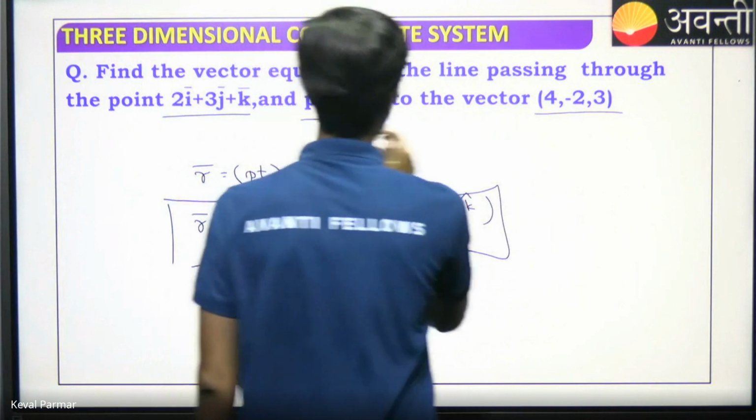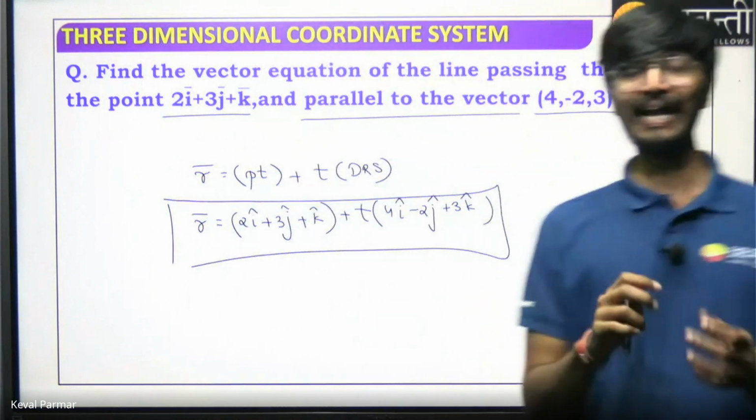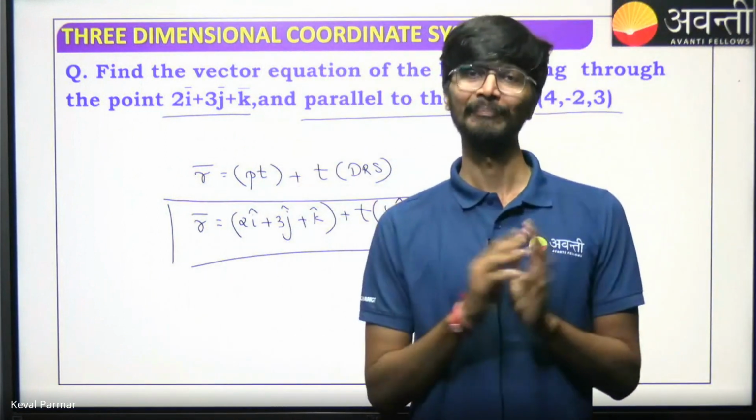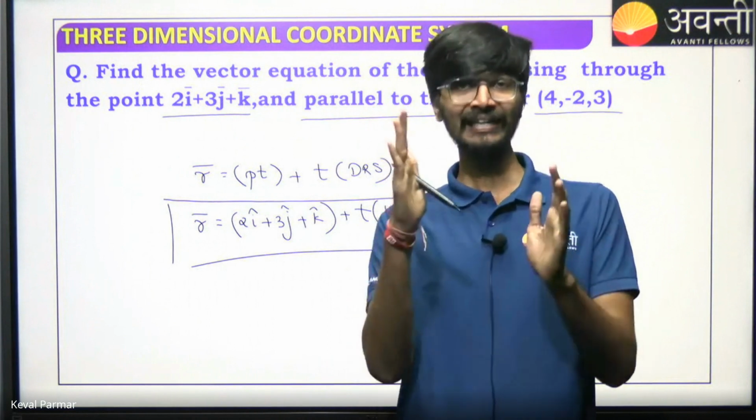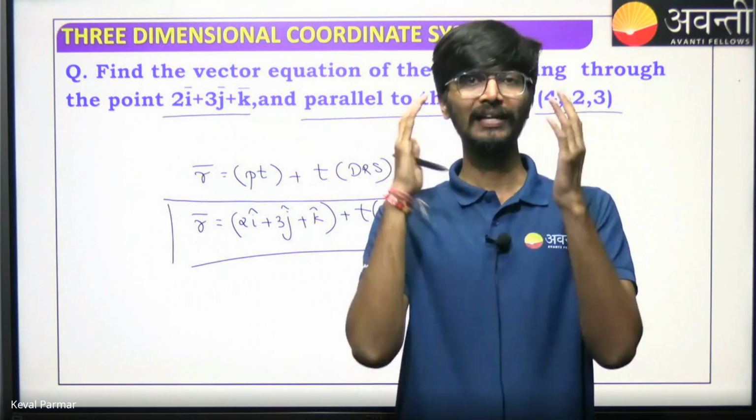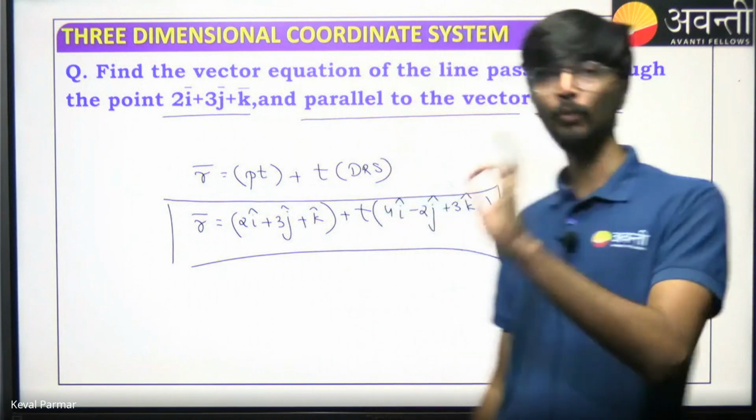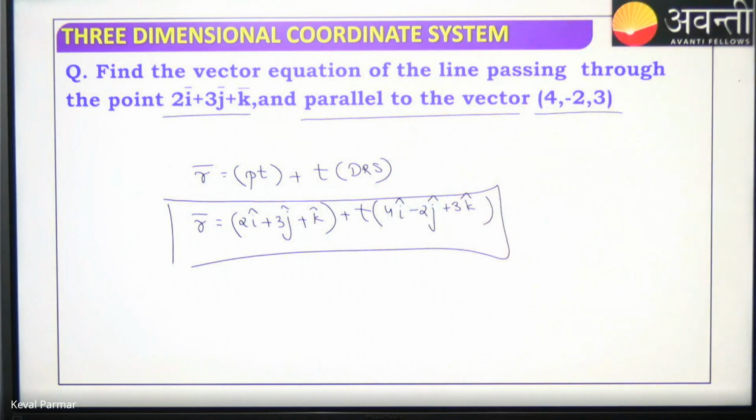Parallel to the vector, guys. Parallel to the vector and along the vector mean the same. A line is parallel to a vector or a line is along the vector, both cases mean the same.